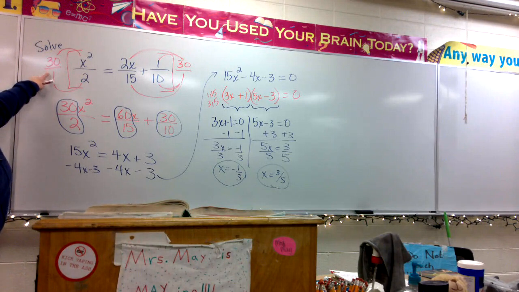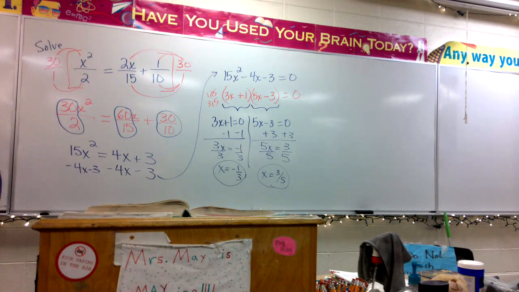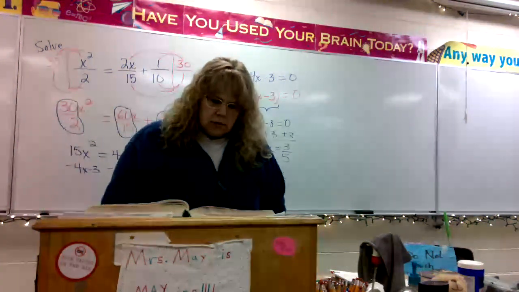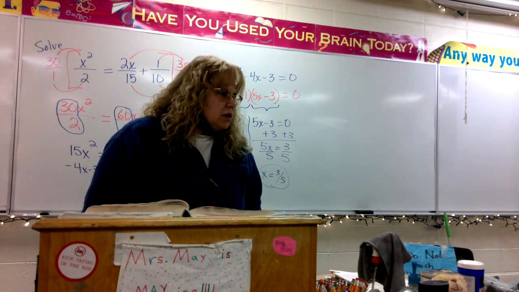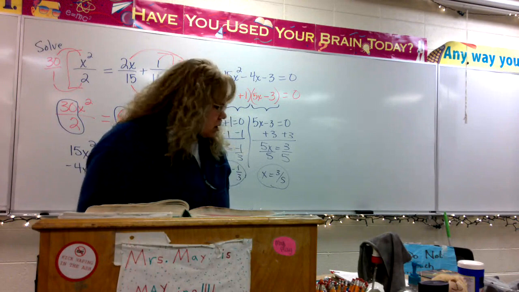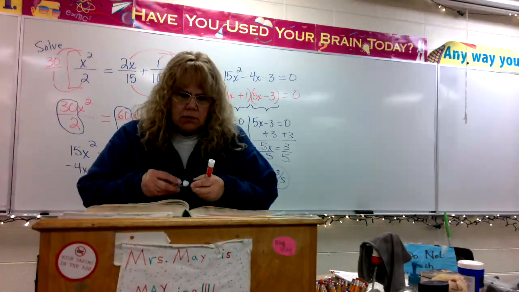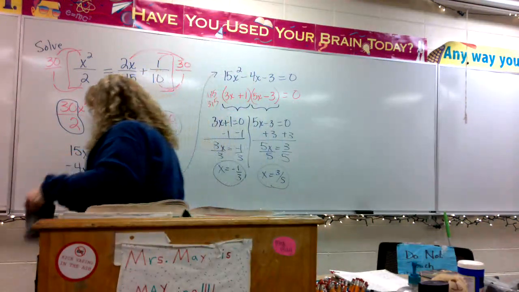So whatever the common denominator is, you multiply both sides by that. Get rid of the fractions. You know, once you multiply and reduce, you shouldn't have any more fractions. Isn't that something? Isn't that cool? Do you have any questions?